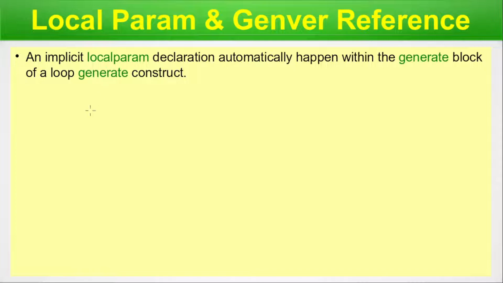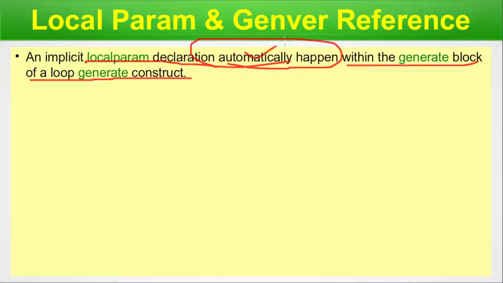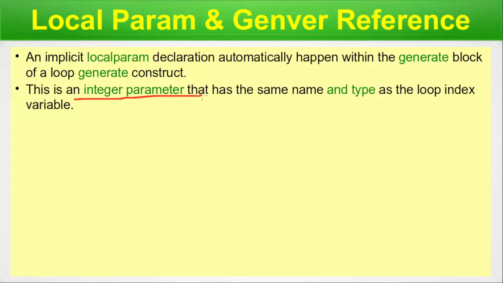Localparam and genvar reference. Let us see what these things are and why they are important. An implicit localparam declaration automatically happens within the generate block of a loop generate construct. So this happens automatically, a localparam declaration. This is an integer parameter that has the same name and type as the loop index variable, the loop index variable which is defined by the genvar. We have just talked about that in the last slide.